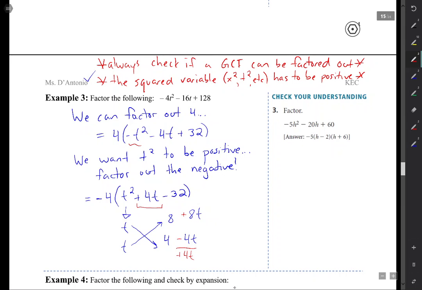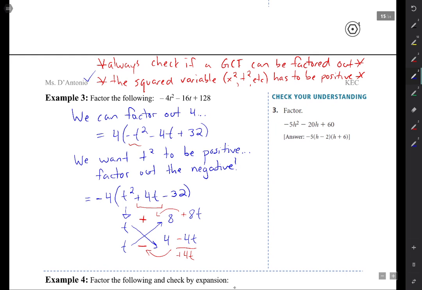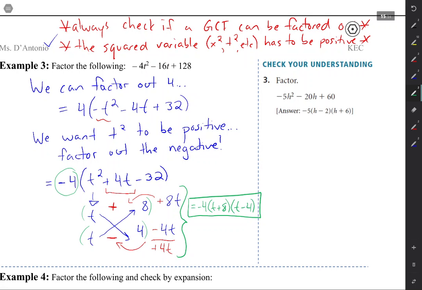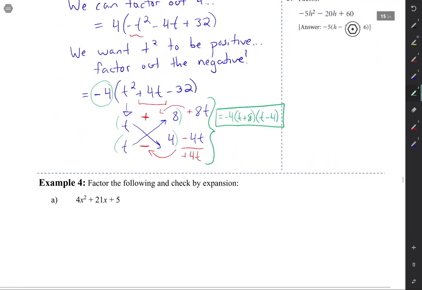Therefore, we're going to put this plus sign up here and the negative sign down here. So our fully factored trinomial would give us t plus 8 times t minus 4, because those are our 2 things we have here in our crisscross. And then don't forget about this negative 4 that we factored out at the very start. So here is our final answer. So let's try some more of these.